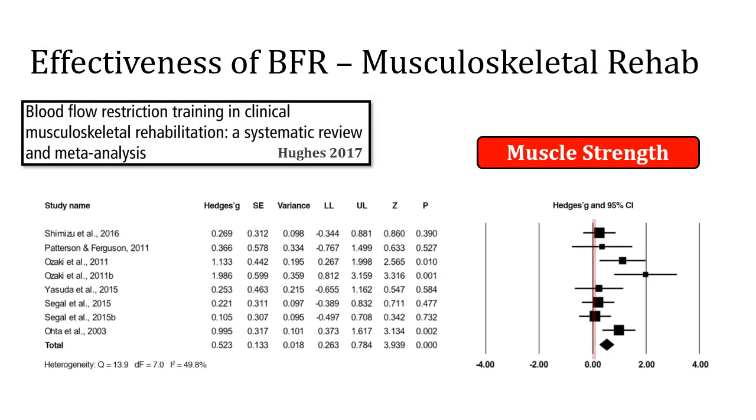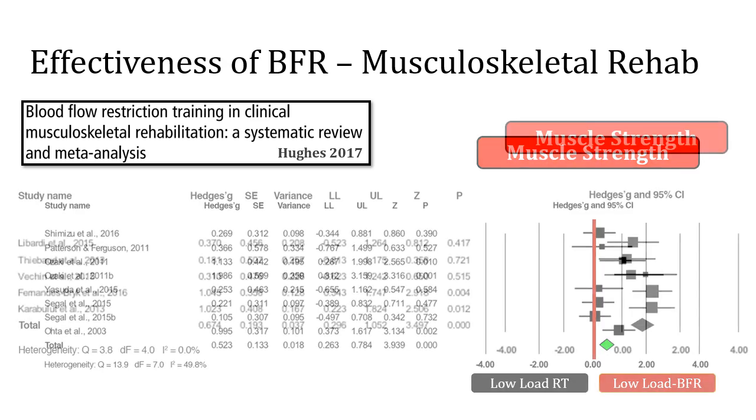So looking at muscle strength first, they categorize their outcomes using a forest plot. The low load resistance training is to the left of the 0 point line, and then the low load resistance BFR group, you can see that the little diamond falls to the right of it, supporting the BFR over the low load resistance training in regards to muscle strength.